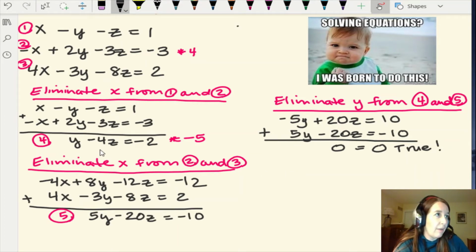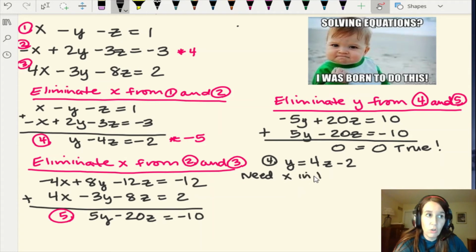So what I would say is I would probably solve number 4. So equation 4 is y minus 4z equals negative 2. So that would be really easy to solve for y in terms of z. So y is equal to 4z minus 2. Okay, so that is y in terms of z. What that means is we also need, now we need x in terms of z.